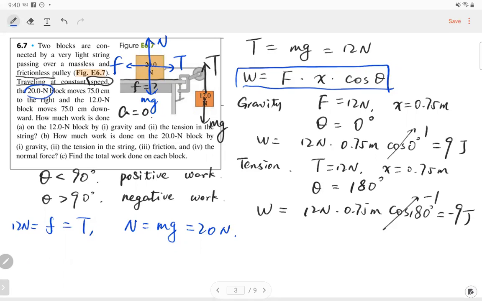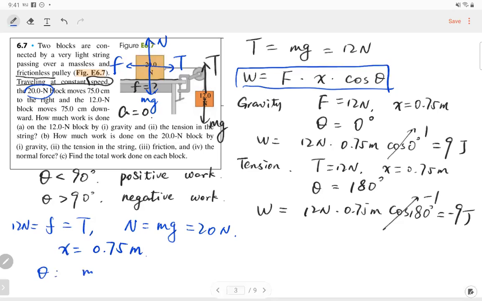Now, we know the force, how about displacement? Block A and block B are connected by a string. They don't have relative speed, so they should have the same displacement. They share the same displacement. So the displacement is 75 centimeters. Okay, that's fine. Then let's figure out the angle.